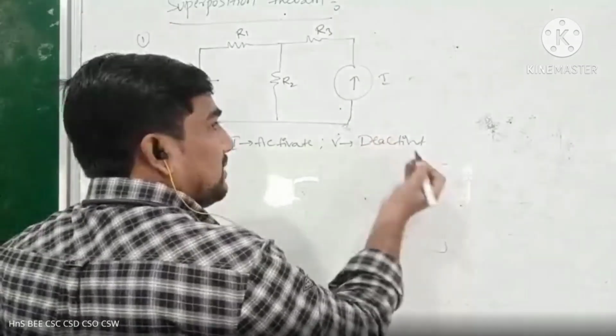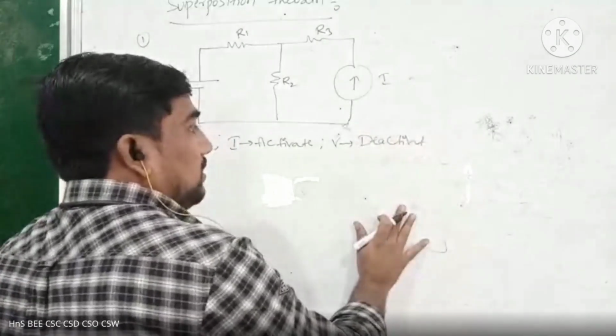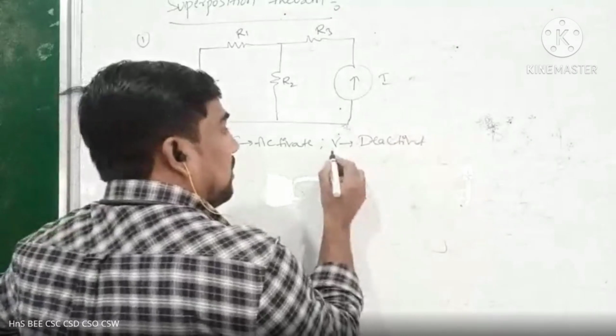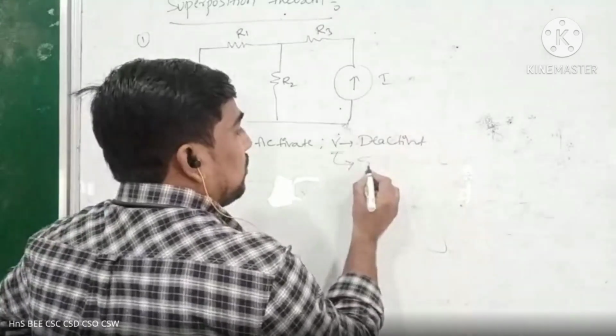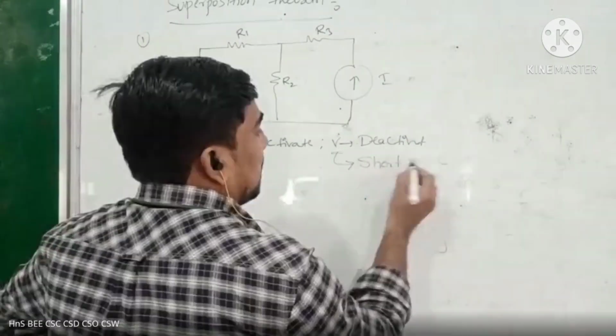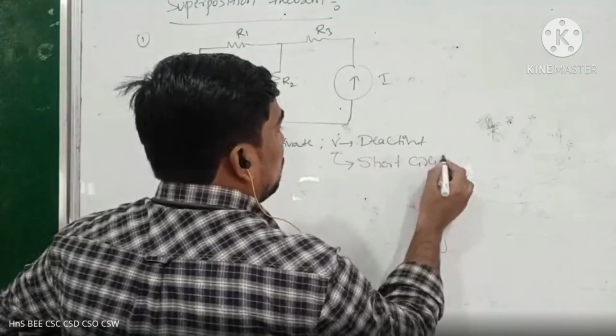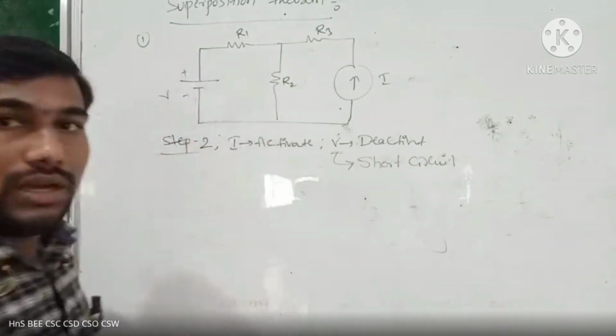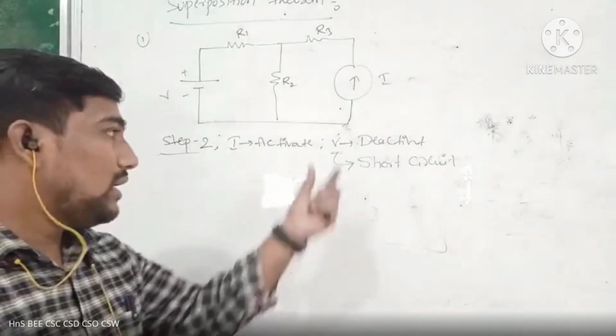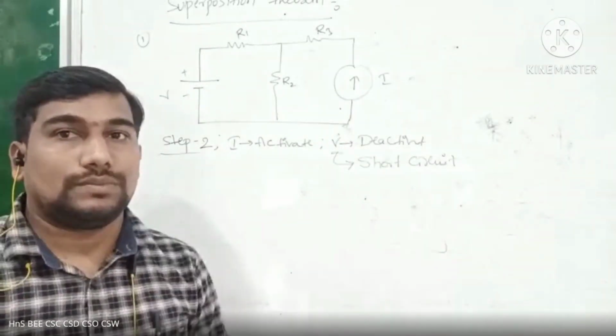Sir, in our deactivation condition, we have some initial conditions. That is current source is open circuit, voltage is short circuit. That's why the total voltage is short circuit in our step number 2. In our step number 2, the voltage source is short circuit.